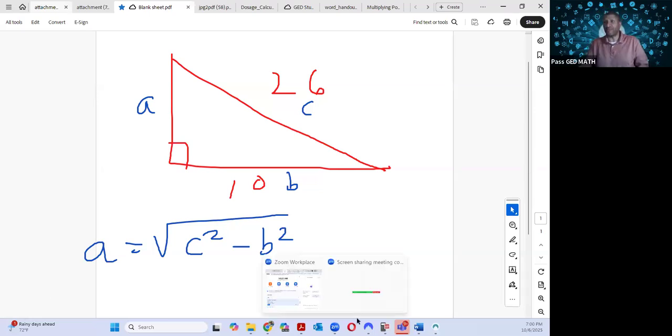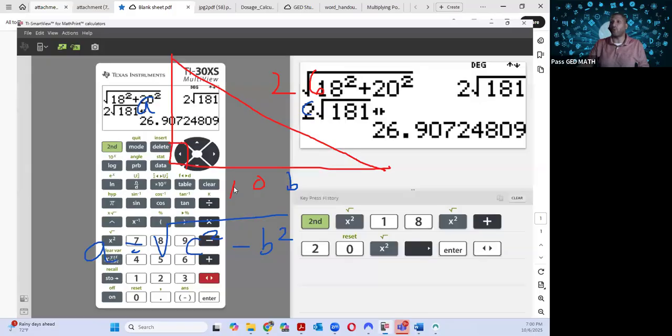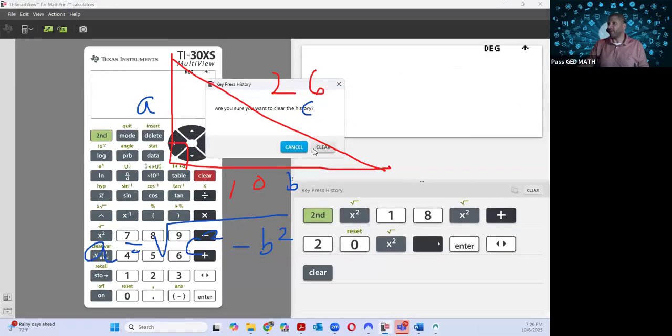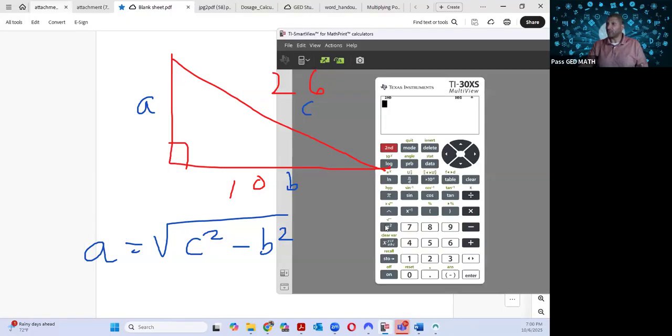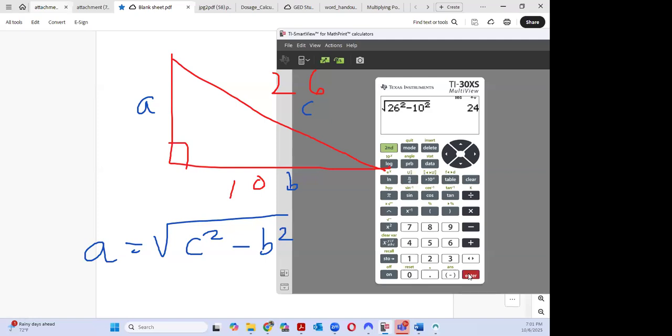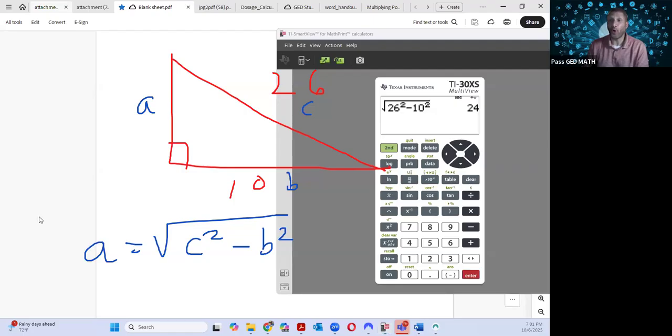I don't have to waste 15 minutes doing 26 squared minus 10 squared. No, you don't have to do all that. Let the calculator work. If you don't take time using this calculator, you're in trouble. Watch this. Second, square root, 26 squared minus 10 squared. So I forgot the square. Look at that. That easy.